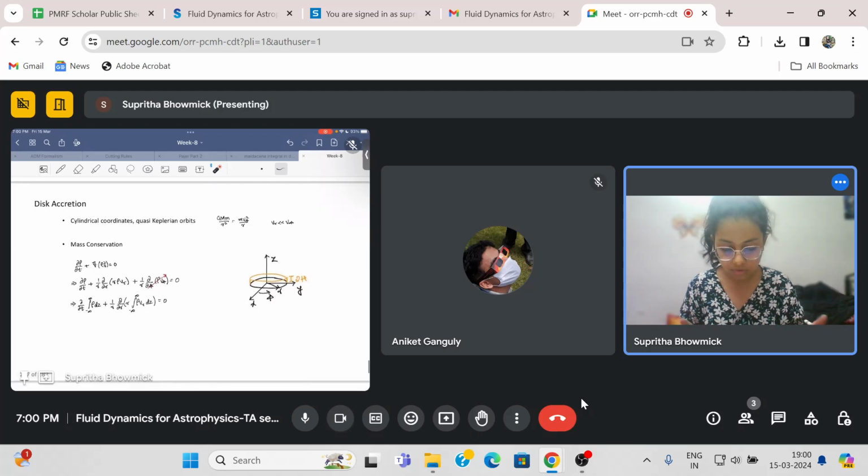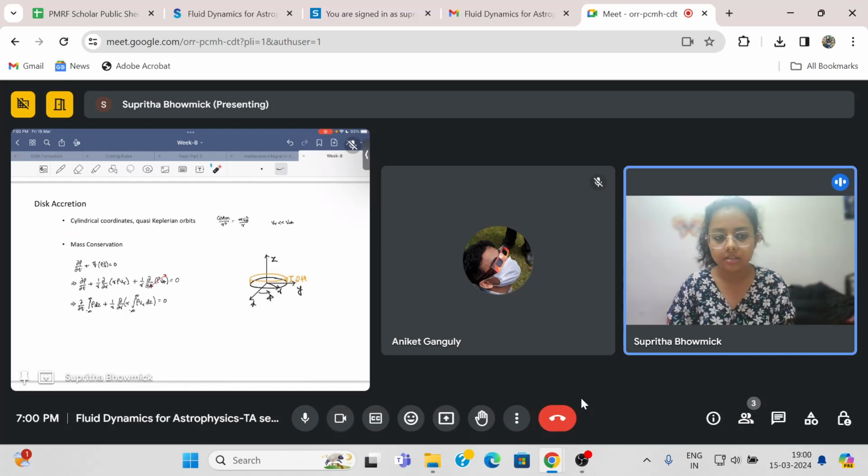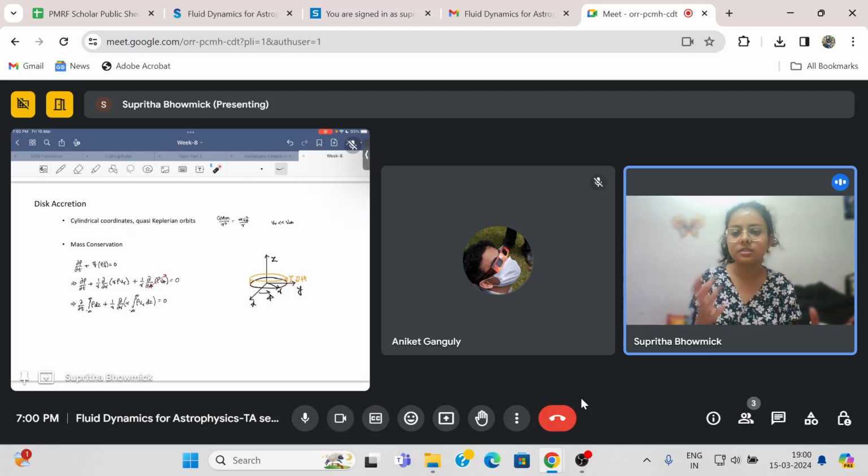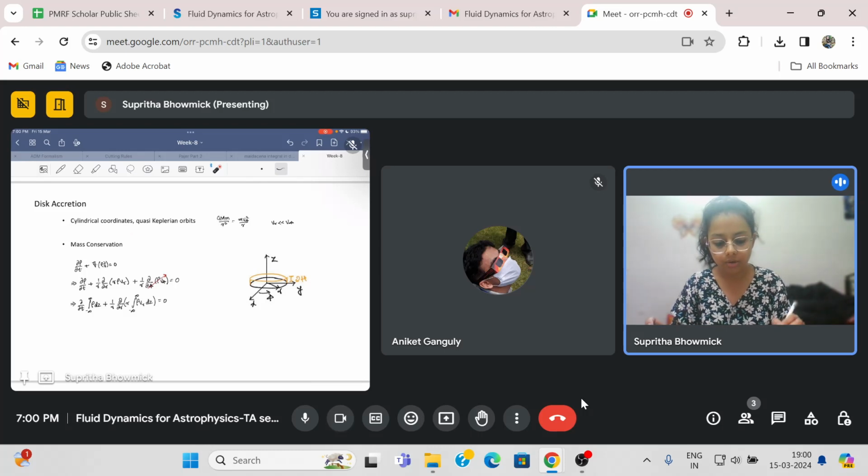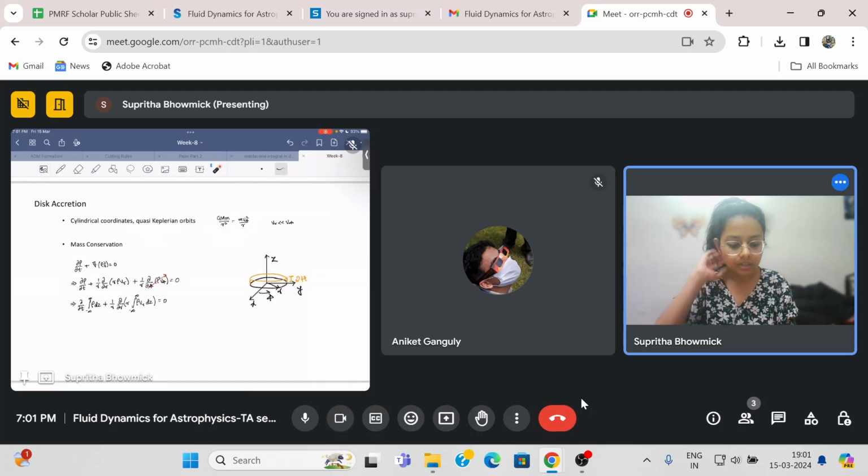All right, so this week we studied disk accretion. We worked with cylindrical coordinates because those are the relevant coordinates since we have cylindrical symmetry. The assumption about the orbits of the particles that are being accreted is that they follow a quasi-Keplerian orbit, which is to say that the azimuthal component of the velocity will be due to gravitational force, and the particle will have a very small radial velocity.